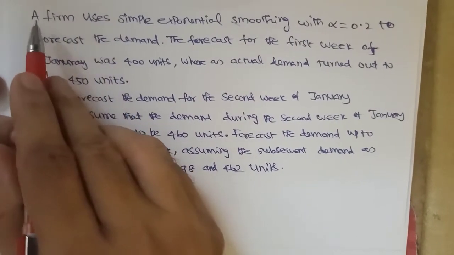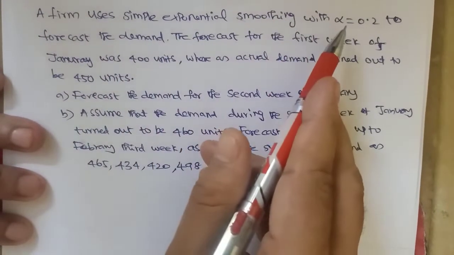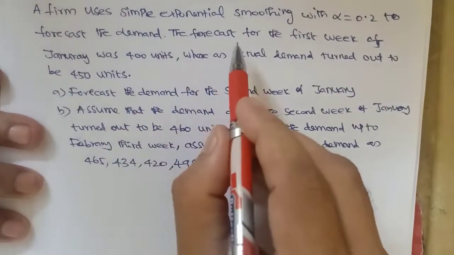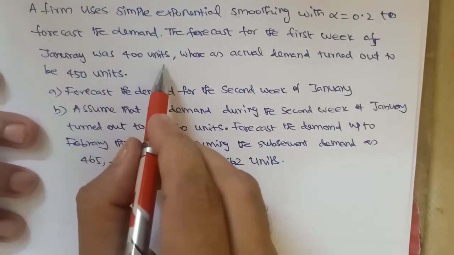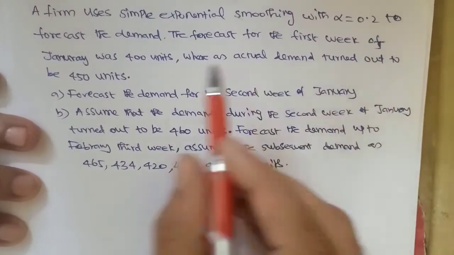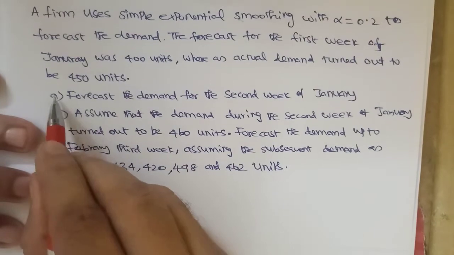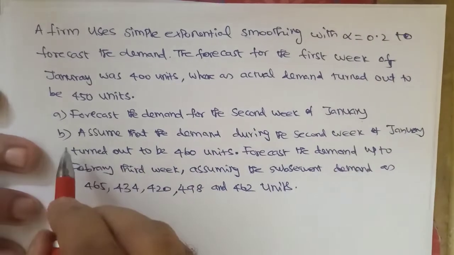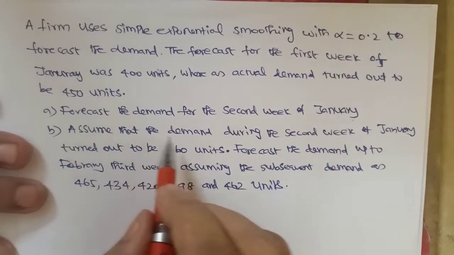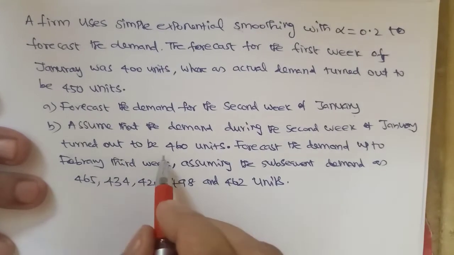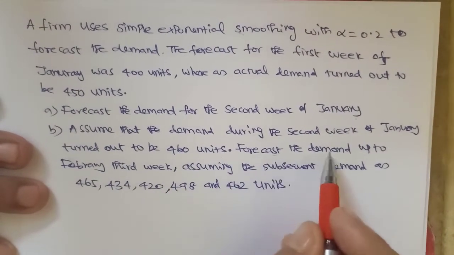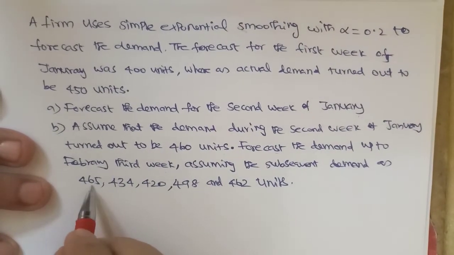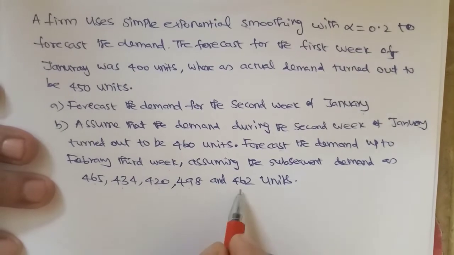Look at this problem. A firm uses simple exponential smoothing with smoothing constant alpha equal to 0.2 to forecast demand. The forecast for the first week of January was 400 units, whereas the actual demand turned out to be 450 units. They are asking two things. One is the forecast demand for the second week of January. The second is to assume that demand during the second week of January turned out to be 460 units, and forecast the demand up to the third week of February, assuming the subsequent demand as 465, 434, 420, 498, 460 units.